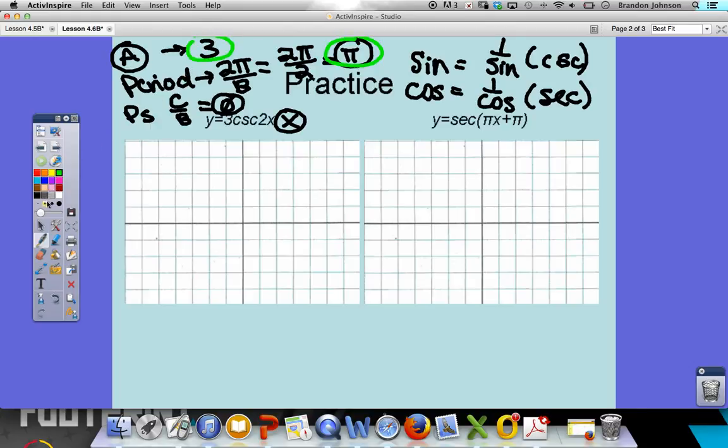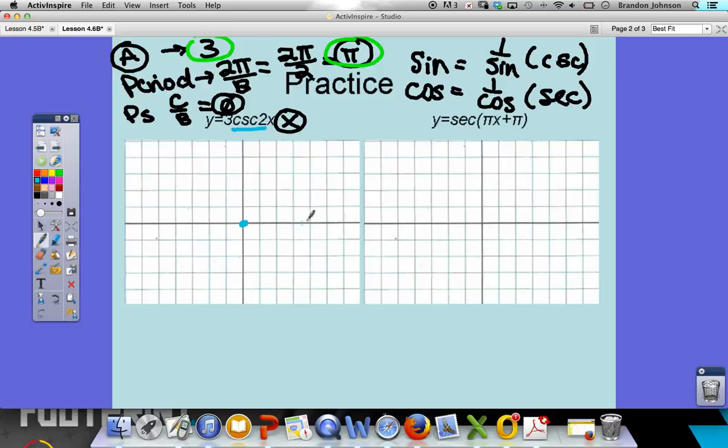So now we've got to first figure out what cosecant is linked to. Well, we know cosecant's linked to sine. So because it's linked to sine, guess what? We're going to graph it as if it's a sine function. So now we're going to come down. We note that since there's no phase shift, we start at 0, and we know our period is at pi.